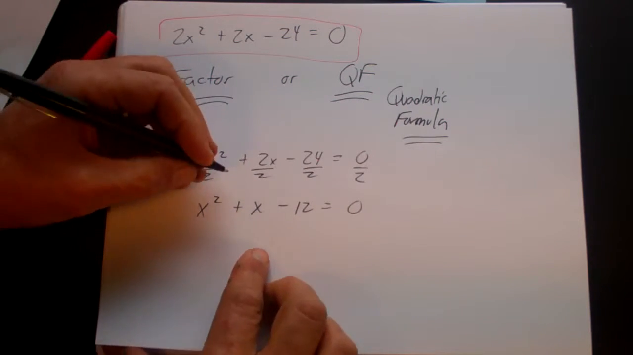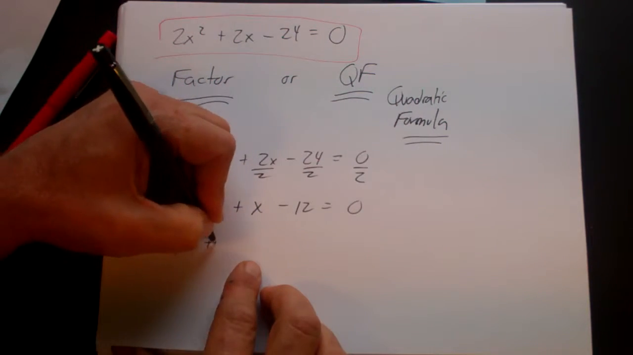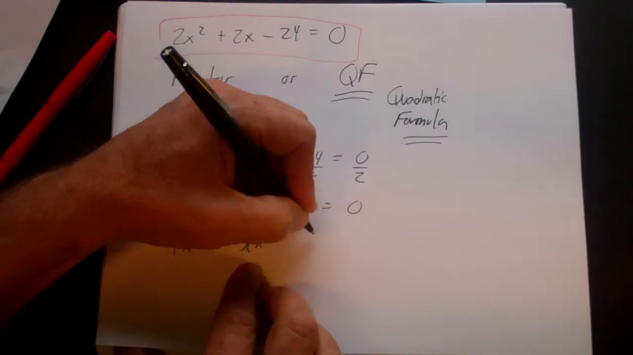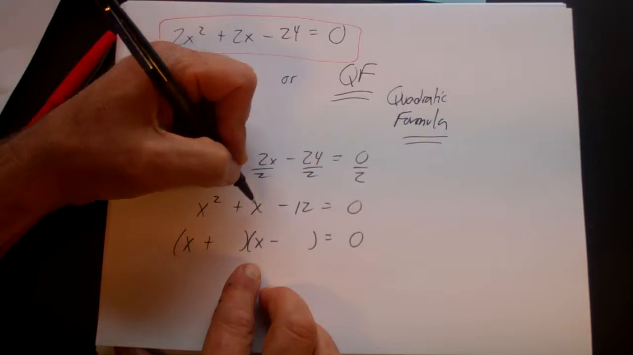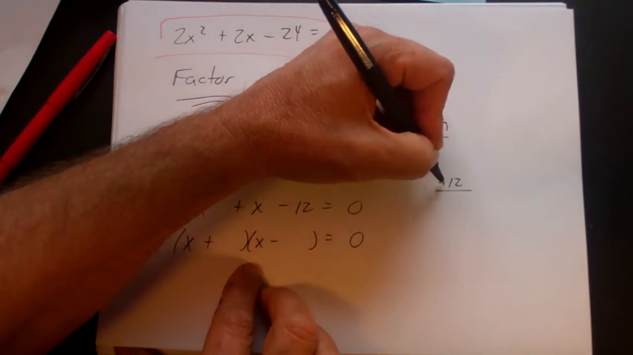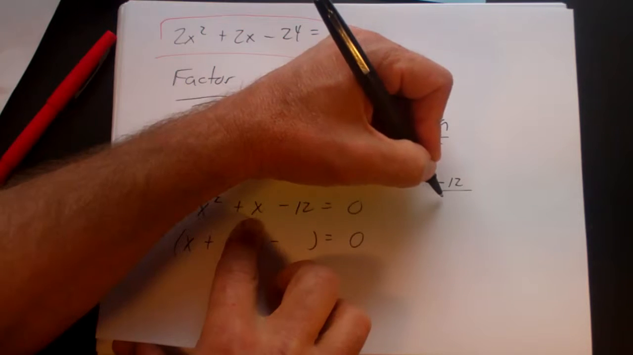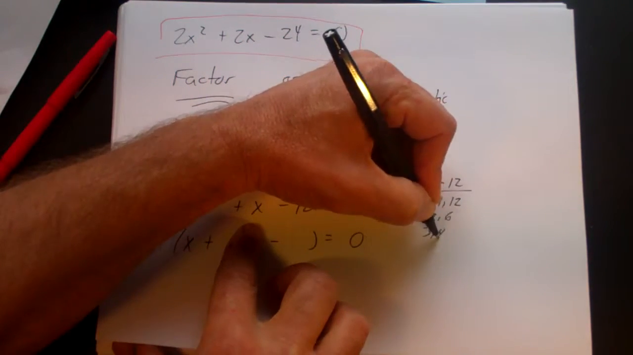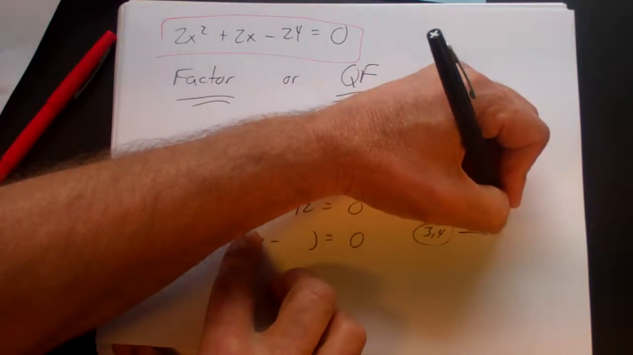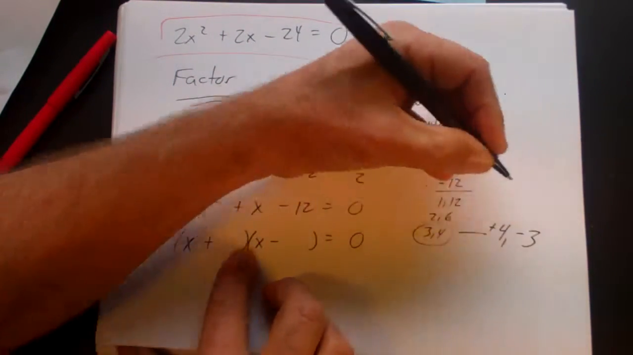You have a positive and a negative, so that's going to be x plus and x minus. Let's say we find two numbers that multiply to negative 12 and add to 1. 1 and 12 doesn't do it. 2 and 6 doesn't do it. 3 and 4 will do it if you have a positive 4 and a negative 3.